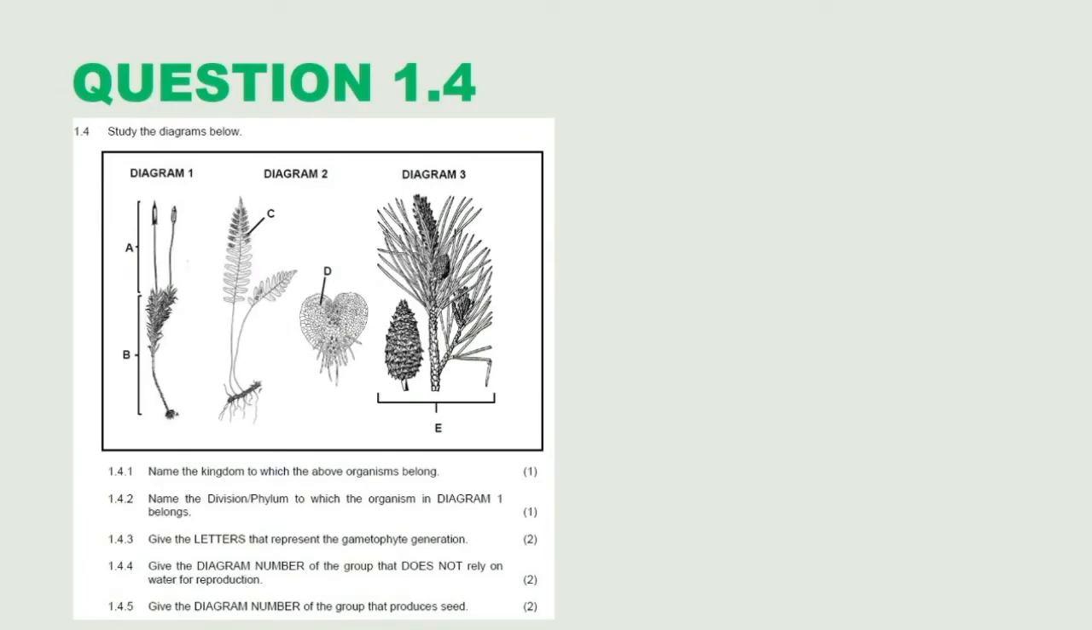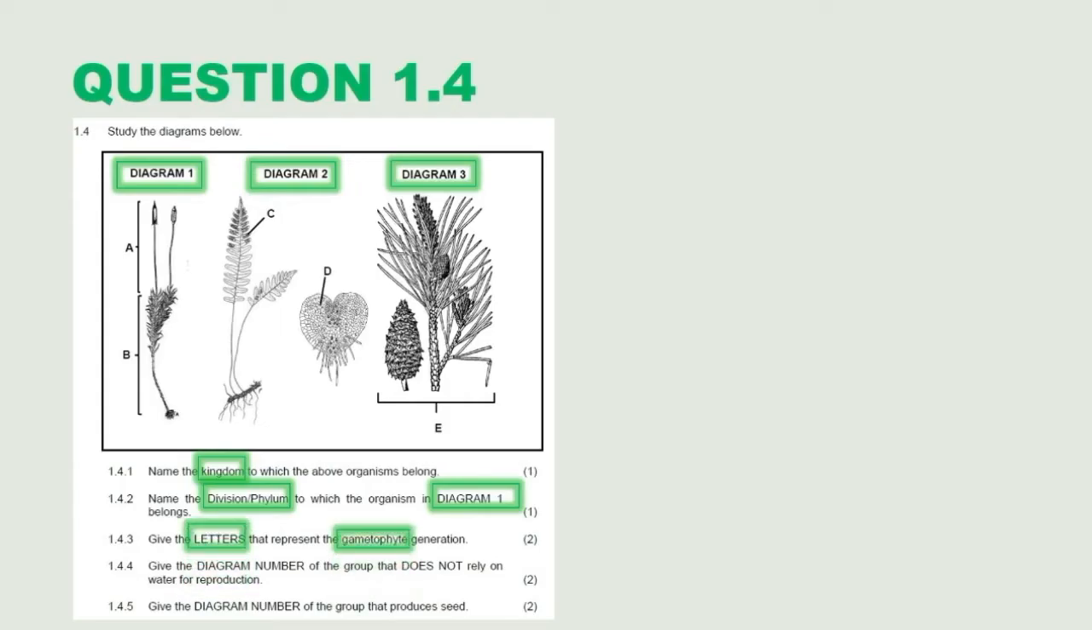So let's read through question 1.4. We have diagram 1, which is the moss plant. Diagram 2 is my fern plant, which also includes the prothallus, and then we have diagram 3, which is my pine tree. Here we have to mention the kingdom to which the organism belongs. Question 1.4.2, we need to name the division or the phylum to which diagram 1 belongs. Then 1.4.3, we need to give the letters that represent the gametophyte generation.